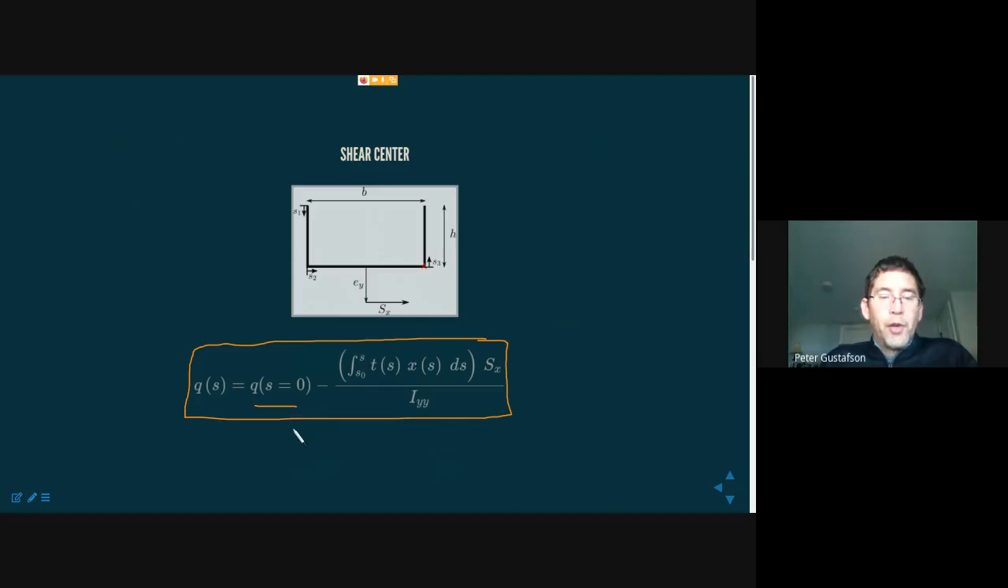This q at s equals 0 is a boundary condition term. And this is an integral term where we're integrating from some starting point to some other point within the cross section, the thickness times the position over ds.